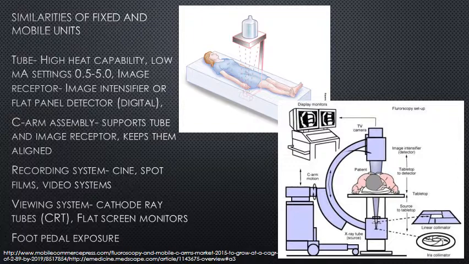So if you remember those pictures from the first unit, the way the image was viewed was directly. But now the image receptor is attached to a monitor. And these early monitors, again, were called cathode ray tubes, and these were very heavy and bulky. But now we have these flat panel monitors, just like we have flat panel televisions. They're the same thing basically, and they allow viewing from different angles.